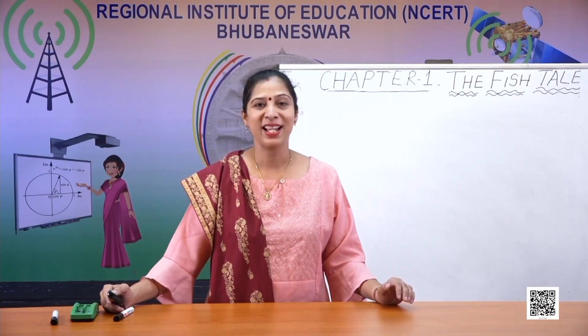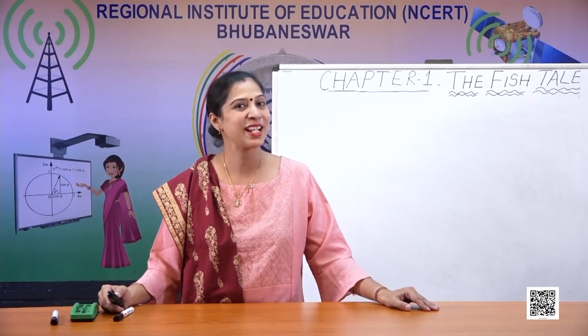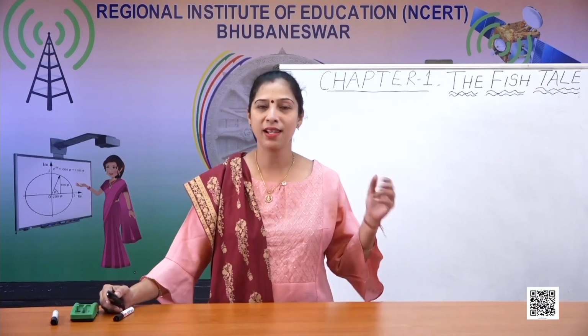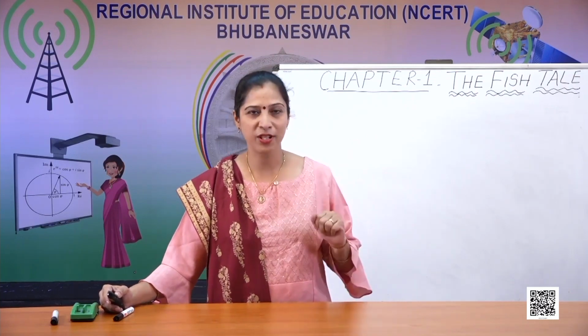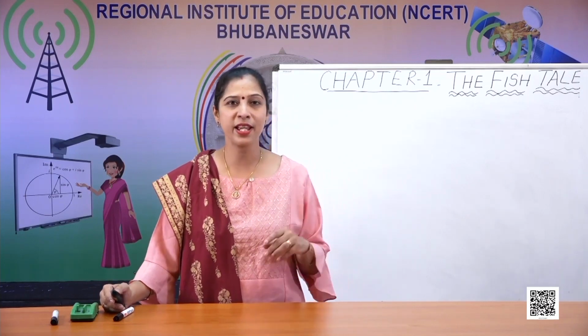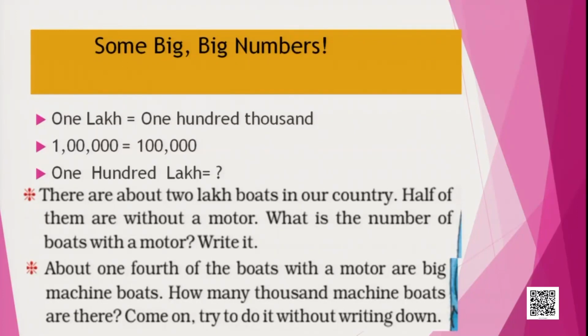So before that, children, let's recap something which you have learnt in class 4. In class 4, you had learnt about large numbers, very large numbers, maybe up to lakhs and crores. Now, 1 lakh is equal to 100,000. When we join 100 thousands, then it becomes 1 lakh.